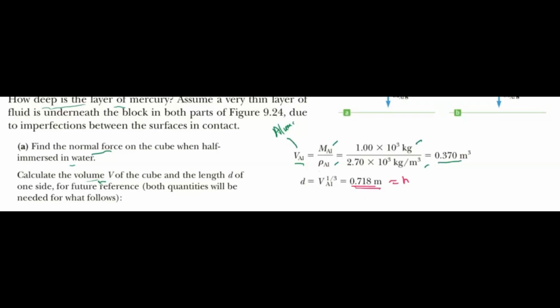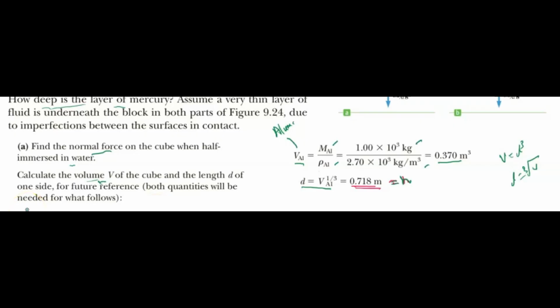Now the length will be one third power of its volume. One third means cube root. Remember, volume of a cube is L cube, so L will be the cube root of V. In simple words, I'm taking one third power of that. Using a log table or calculator, I'm getting this value as 0.718. That will be your height, the length of the cube, equal to its height.